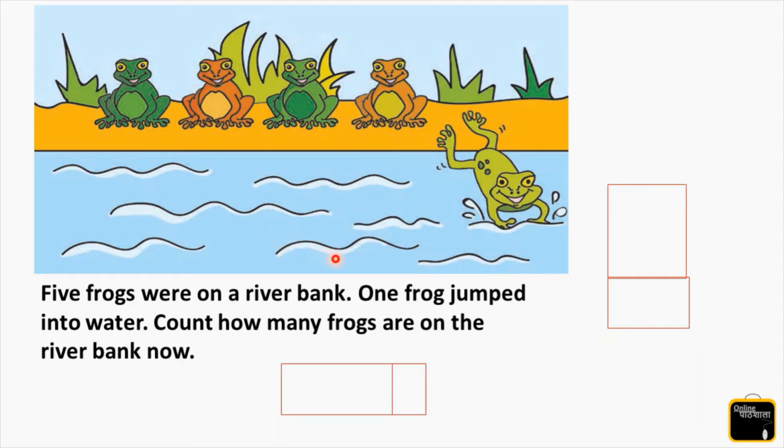How are we going to write it in number form? Yes, like this. 5. Yes, there were a total of 5 frogs. Out of them, one jumped into the water. Now tell me how many frogs are there on the bank? Yes, only 4. Here it is also in this form. 5 minus 1 is equal to 4.